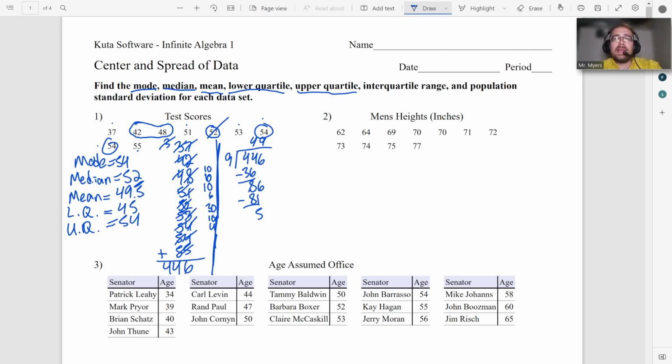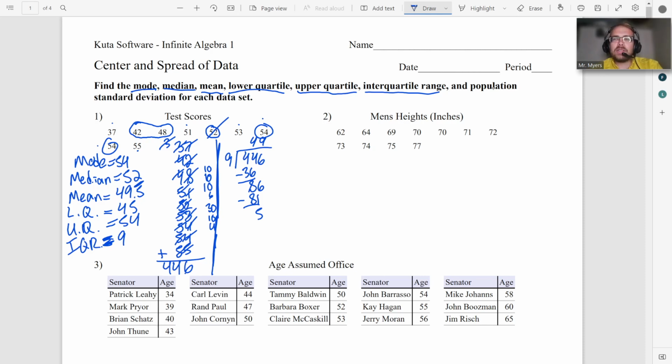Okay, so the range is the highest value minus the lowest value. The interquartile range is the upper quartile minus the lower quartile. So that's all that is. So the upper quartile is 54, the lower quartile is 45, so the interquartile range would be 9. Interquartile range is 9.